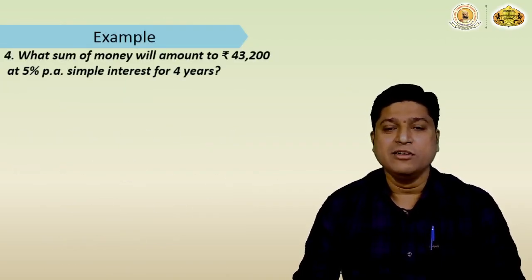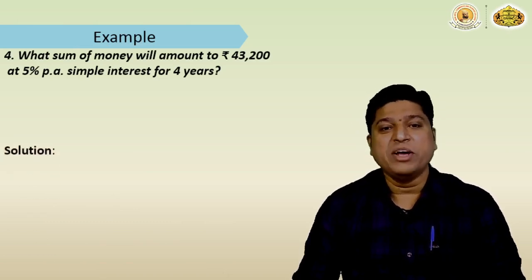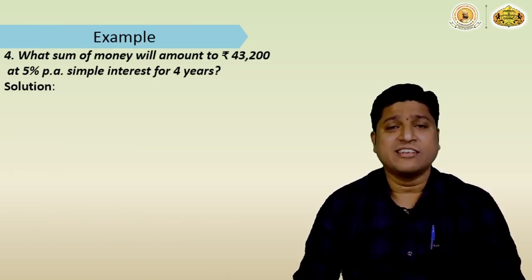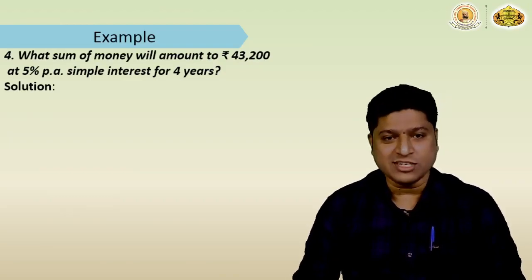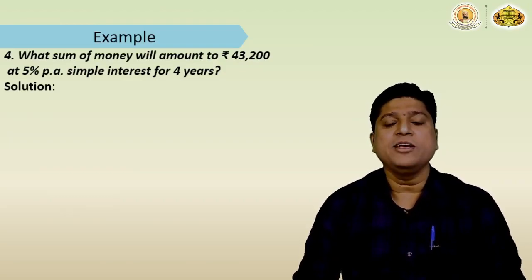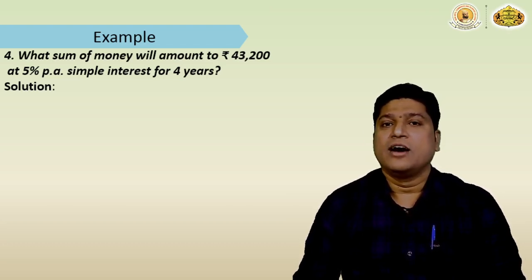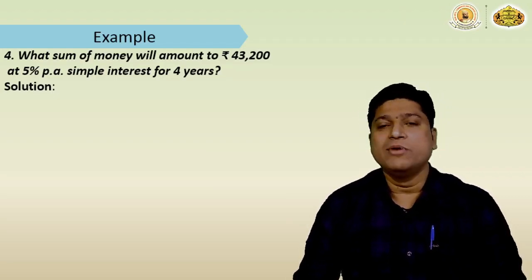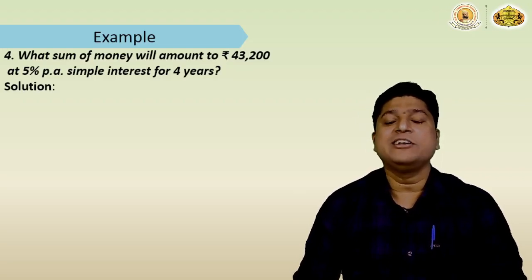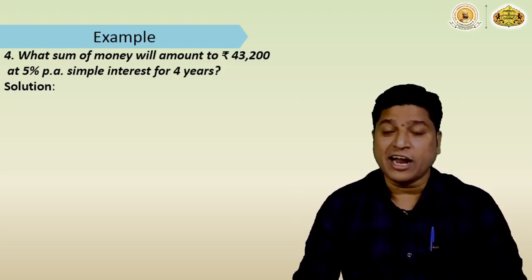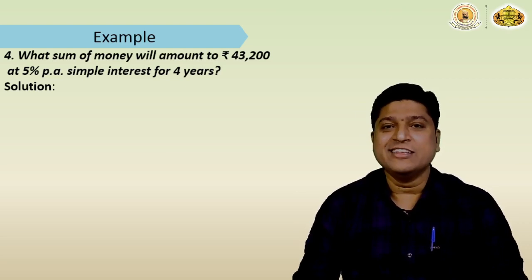Now, we will learn the last example based on simple interest. The example is in front of your screen. What sum of money will amount to rupees 43,200 at 5% per annum simple interest for 4 years? See, again the same golden rule. If we have to solve this example, we must read it at least 2 times and try to understand what has been given in the example.